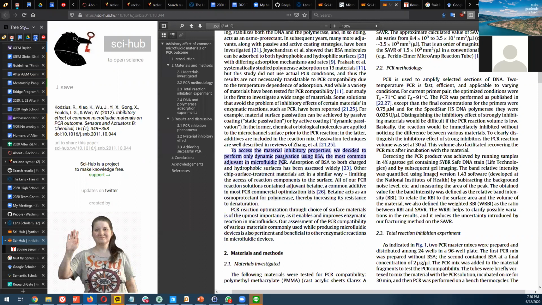It seems like they're still talking about very detailed, why did they do certain things, which is not what I want to find. I want to try to find a thesis statement. "PCR reaction optimization through choice of surface materials is of the utmost importance as it enables." No, I don't really want to hear this because this is talking about why this is important. I want to hear about what the thesis statement is. "Our assessment of blah, blah, blah is also pertinent and beneficial."